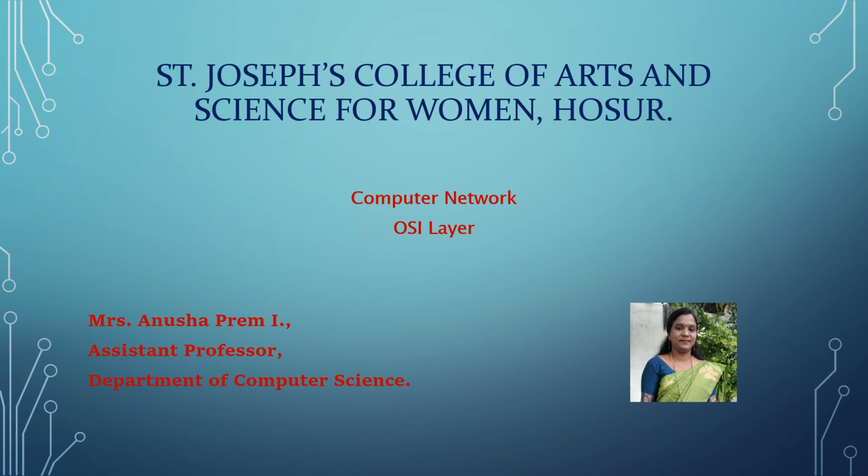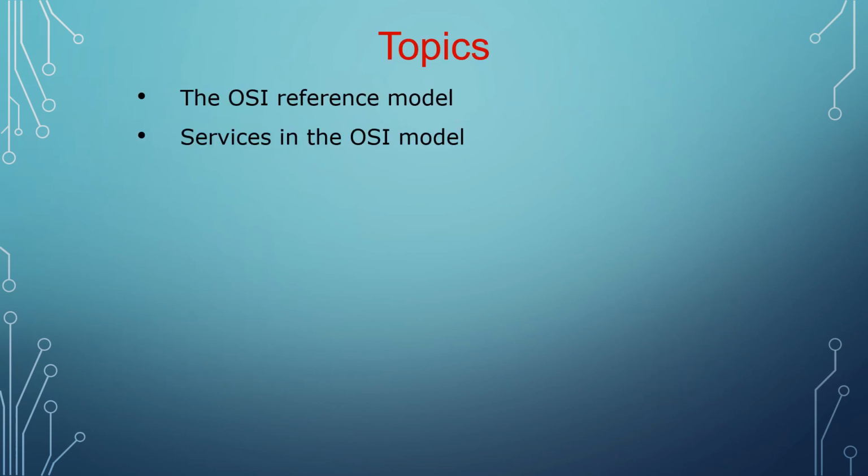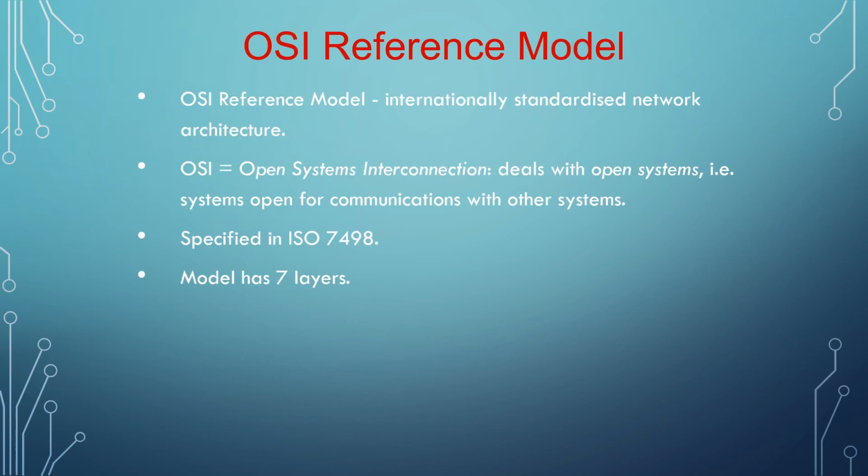Here in this video, we are going to see the OSI reference model. So today's topic, what we are going to cover, are the OSI reference model and its services. First, what is the OSI reference model? The OSI reference model is nothing but the Open System Interconnection model, that is, a system open for communication with other systems. That is how data is transferred from one computer to another in a computer network. It is otherwise called an internationally standardized network architecture.